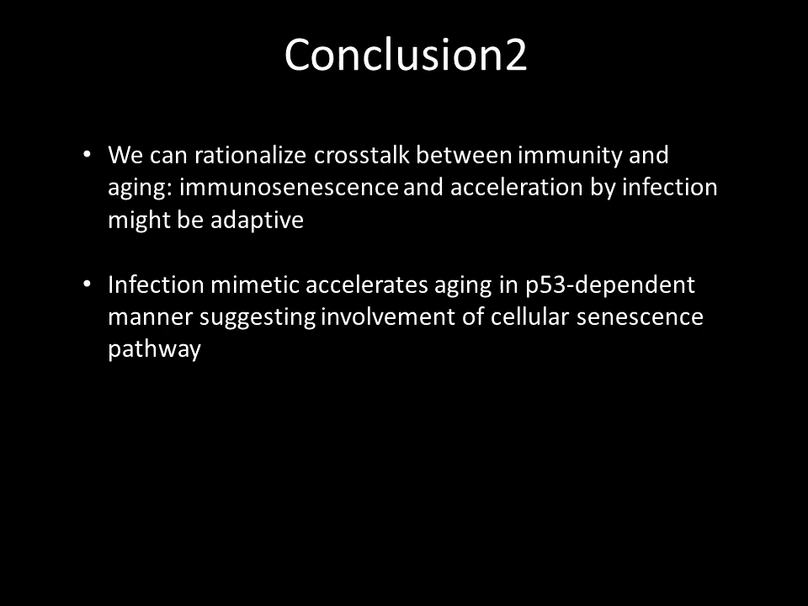So, final conclusion: we can rationalize crosstalk between immunity and aging. Immunosenescence and acceleration of aging by infection might be adaptive. Infection mimetic accelerates aging in a P53-dependent manner. And it suggests involvement of cellular senescence. So this is a take-home message.